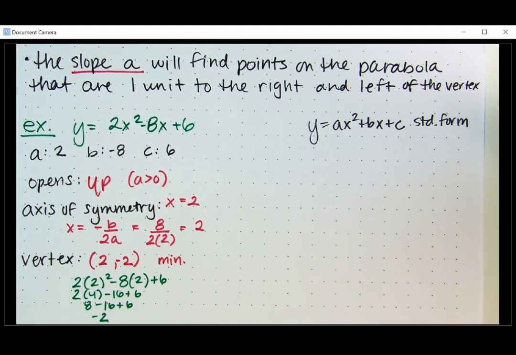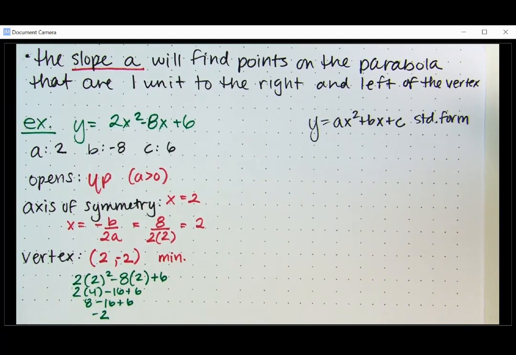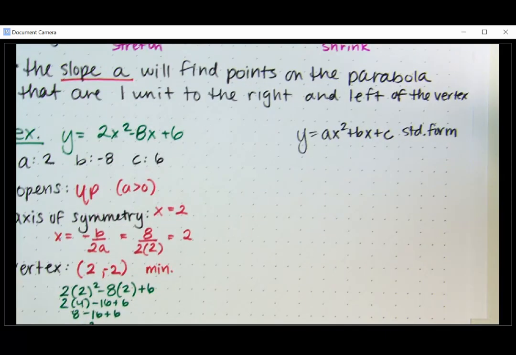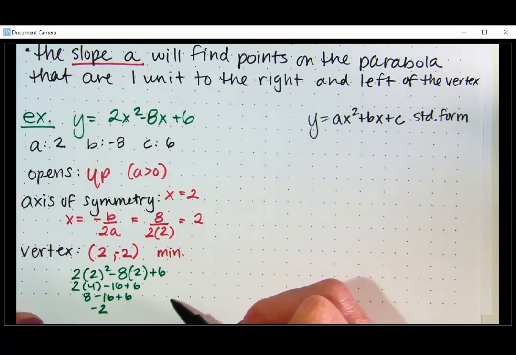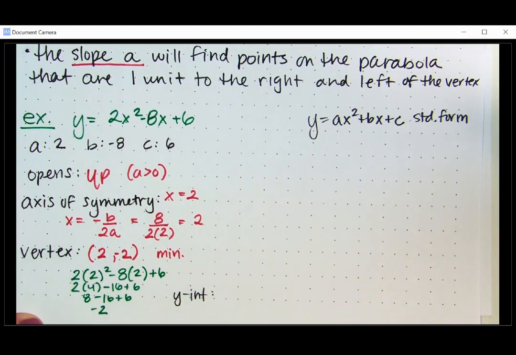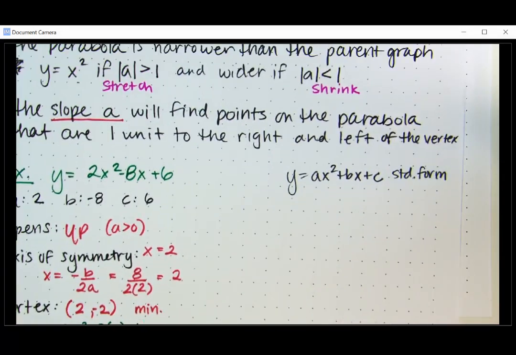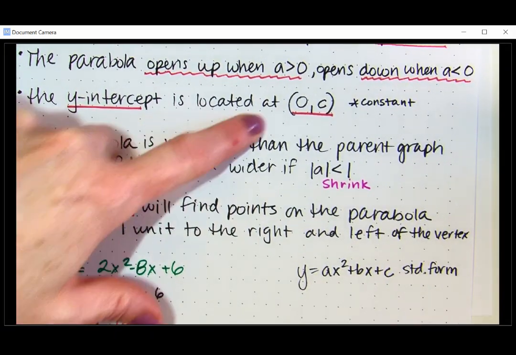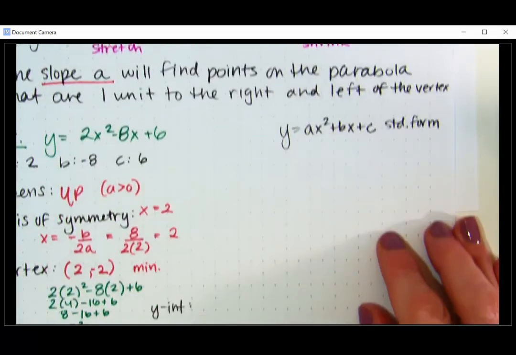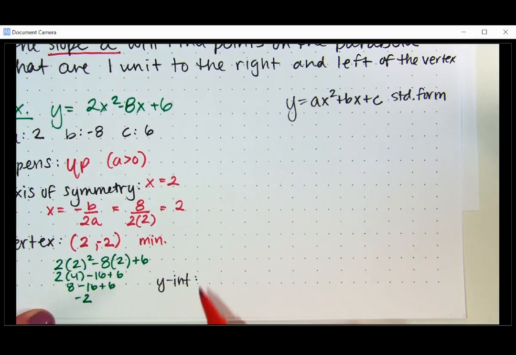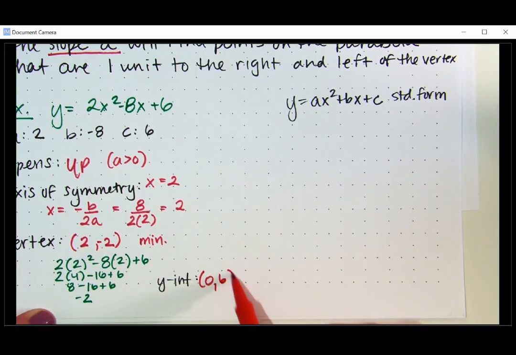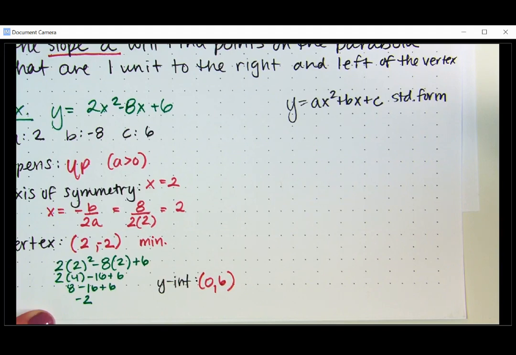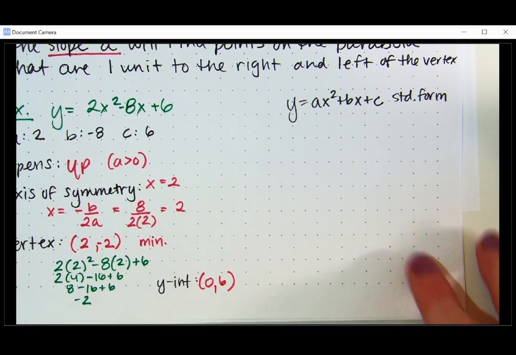And the last piece of information to find is the y-intercept. And I'm out of room over here. And in our list of information, scoot it up here, the y-intercept is located at 0c. So my y-intercept is going to be 0c. And the c is a 6. All right, so based on that information, let's see how much of this we can get graphed.